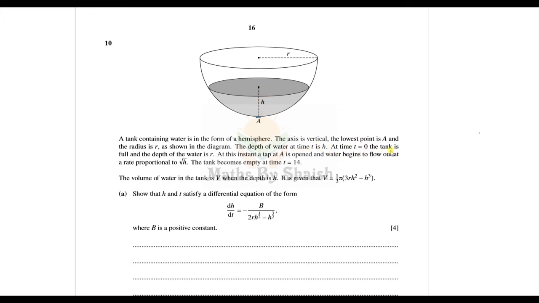At time t equal to 0, the tank is full and the depth of water is r. Of course, if it is full, then it would be the complete radius, that is r. At this instant, a tap at A is opened and water begins to flow out at a rate proportional to root h, and the tank becomes empty at time t equal to 14. So the volume of water in the tank is V.